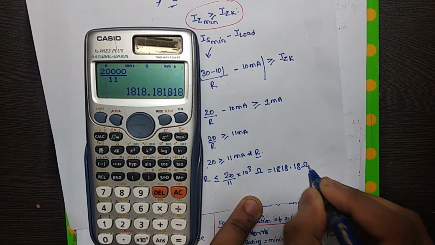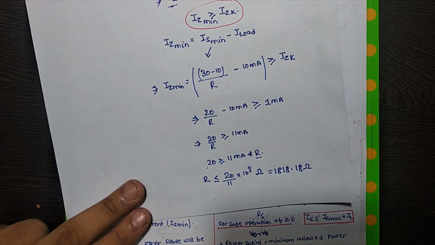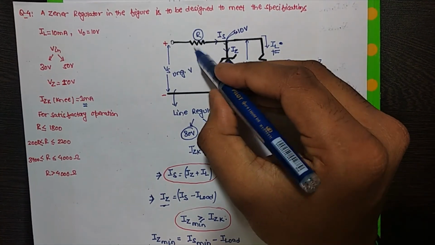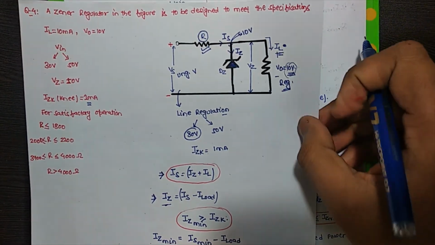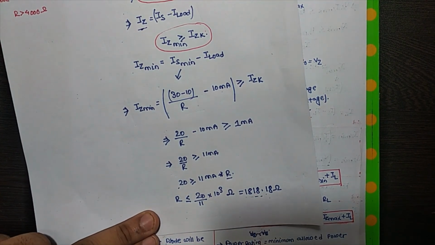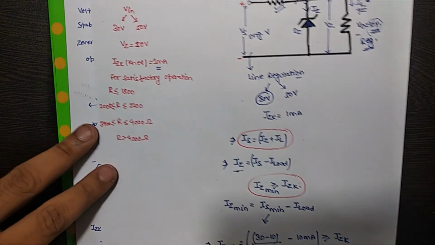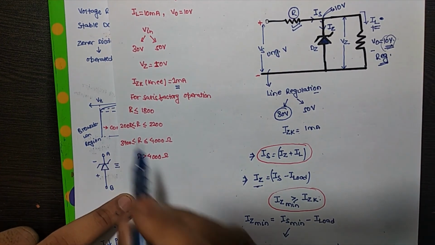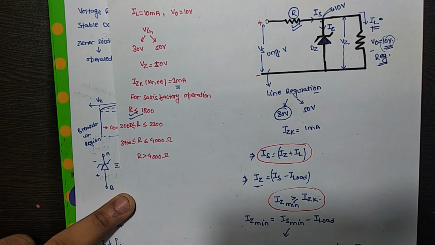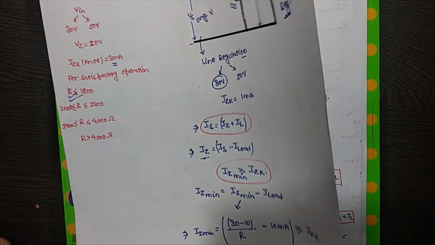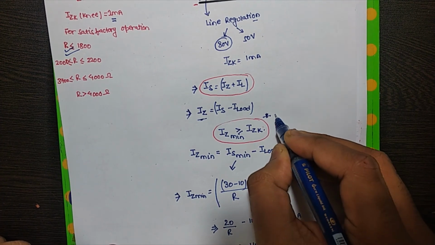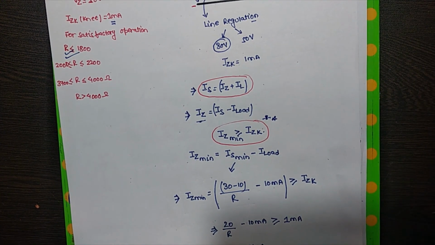So this comes to 1818.18 ohm. For satisfactory operation of this circuit, the value of this resistor should be less than or equal to 1818.18 ohm. As per the options, you will go with the option less than or equal to 1800, the nearby option. For these types of questions, you need not remember anything, just remember the conditions for the operation of any Zener regulator.